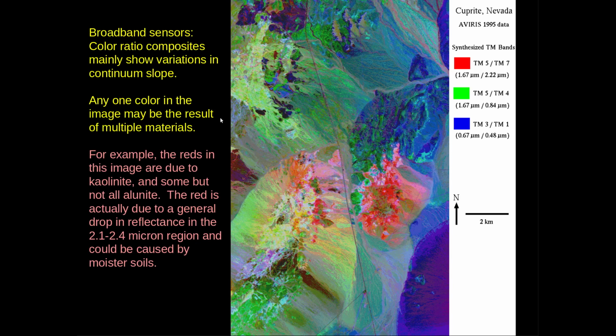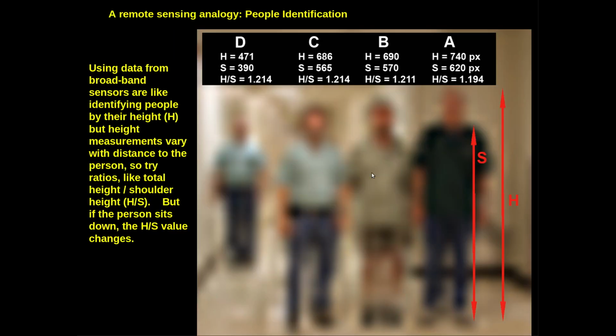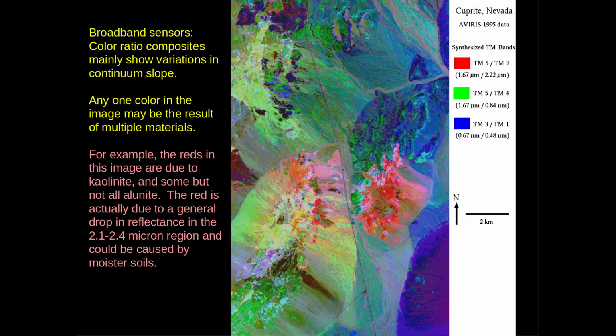So broadband sensors can see things, but you don't always know what they are, and often multiple things can cause the same color. Like the reds here can be caused by multiple minerals, and even just simply the right amount of water in the soil. So the previous slide showed band ratios. This is TM band ratios to show, and it does a pretty effective job at showing differences. You just don't always know what they are.